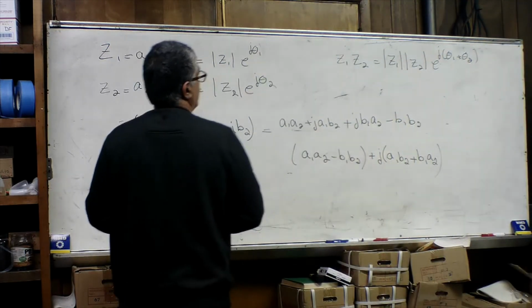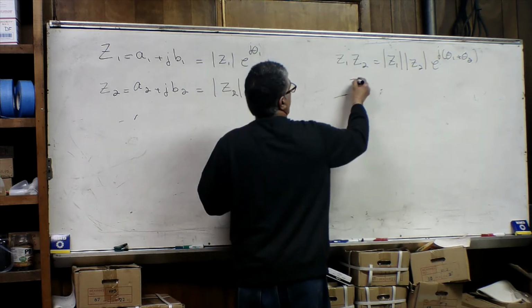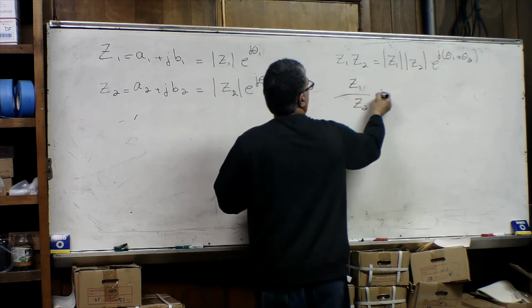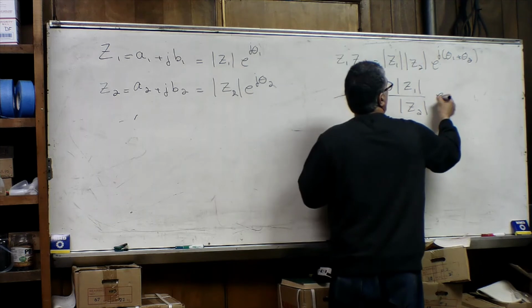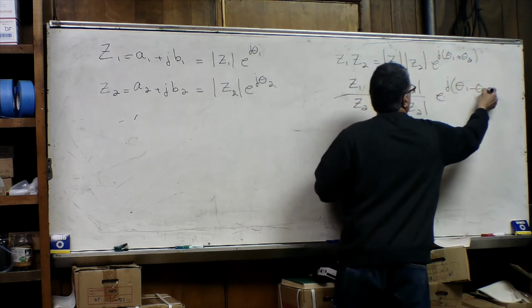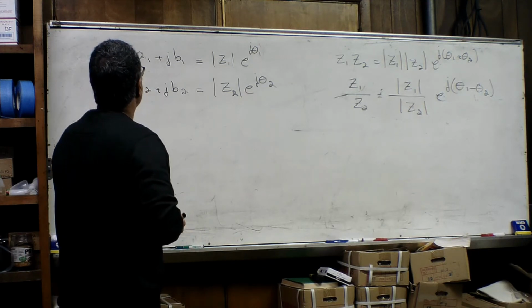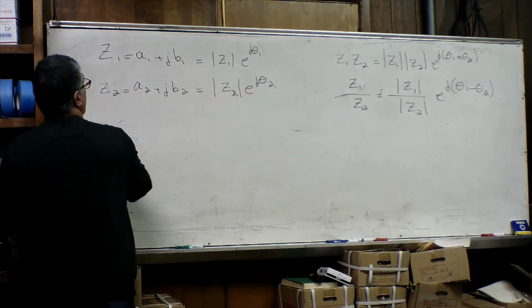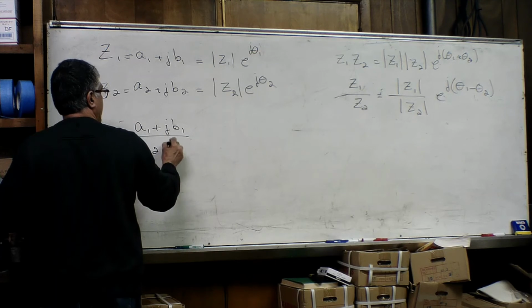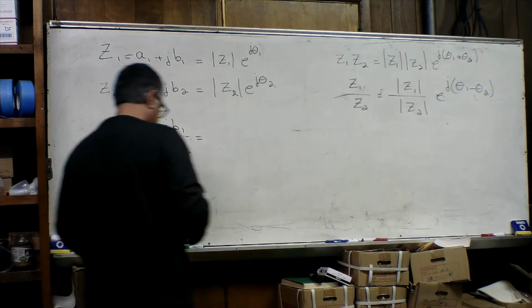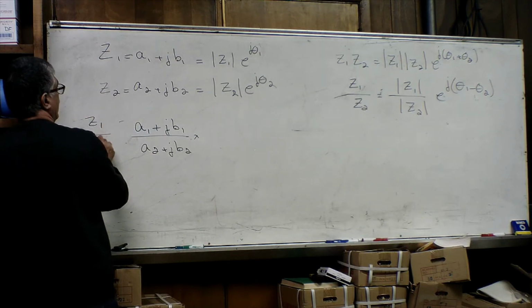Now let's do the division. For division using the exponential form, we are going to have z1 divided by z2 is equal to the absolute value of z1 divided by the absolute value of z2, e to the power j theta 1 minus theta 2. Now if we want to use the rectangular form for division, we have to do a1 plus j b1 divided by a2 plus j b2. So let's go ahead and multiply the top and bottom. So this is z1 divided by z2.